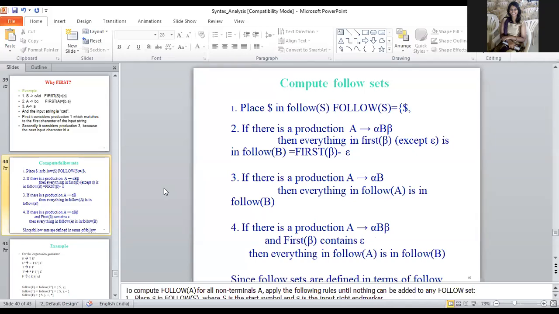If there is no beta on the right hand side, then whatever is the follow of A will be the follow of B. Great. The fourth: if you have beta on the right hand side and if it contains epsilon, that is, beta is all epsilon, then again whatever is there in follow of A will be in follow of B.